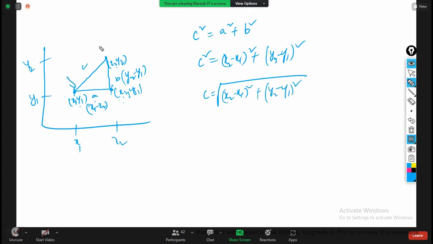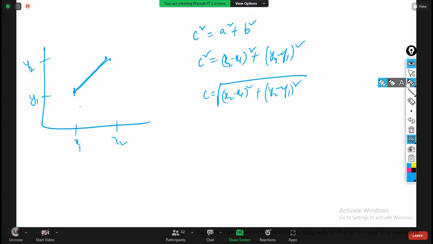This is the distance of this line. In that way, we have got the distance formula, where in the back end the Pythagoras theorem is applied, right? So, okay, Pythagoras theorem and distance formula, fine. Now, what is the use of this? Let us understand this.